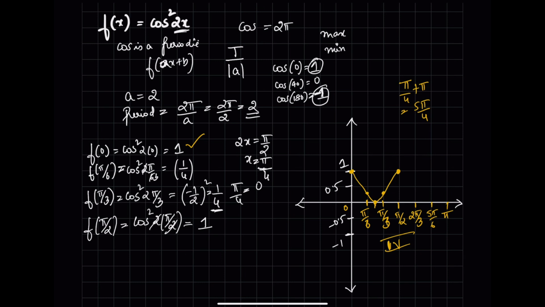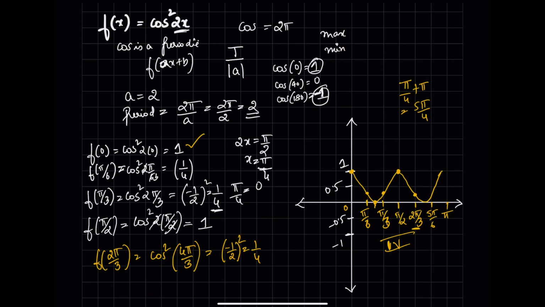Now what would be the value of cos square 2 times 2 pi by 3? So this would be f of 2 pi by 3, which is cos square 2 times 2 pi by 3, which is 4 pi by 3. So cos 240 is minus half because it's the third quadrant. So minus 1 by 2 the whole square. So again 1 by 4. So the point will be somewhere here. So this is how the graph of the function f of x is equal to cos square 2x.